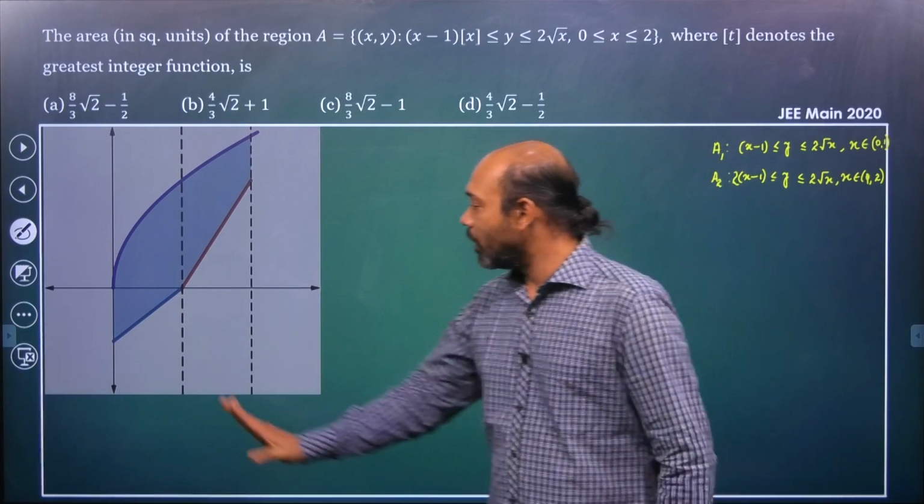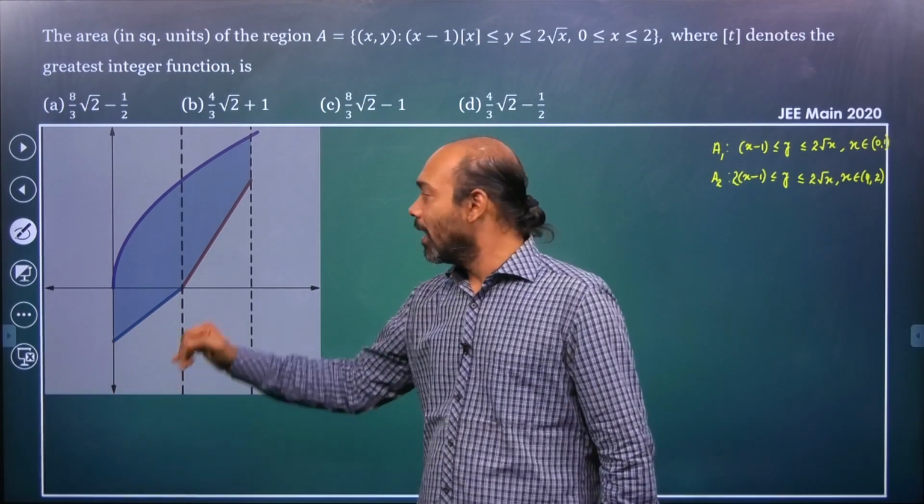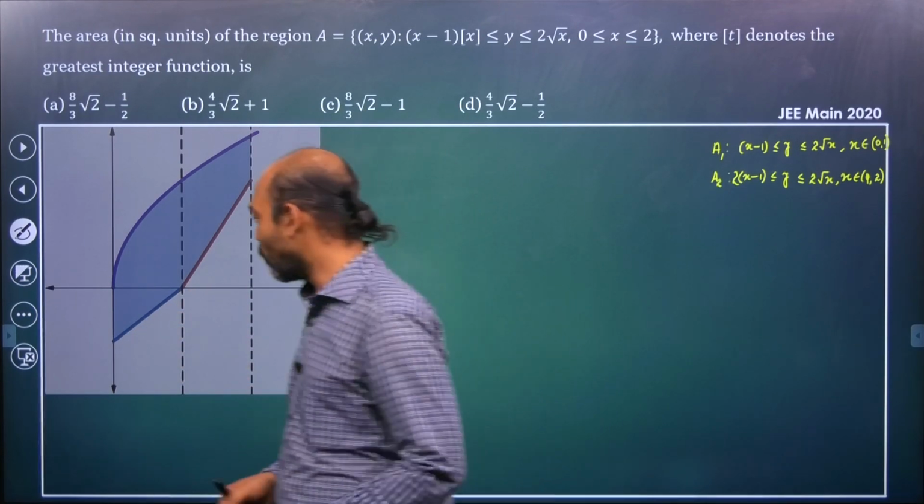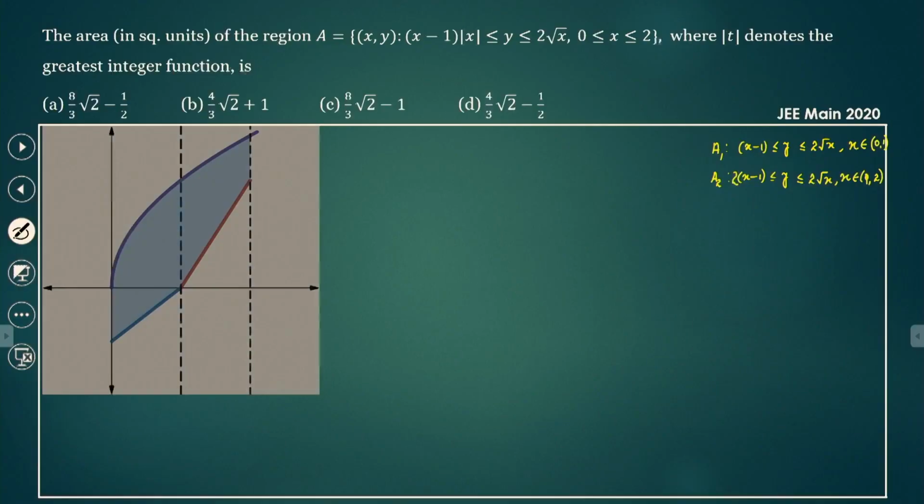Between x equal to 0 and x equal to 1, the region A1 is bounded by the curve y is equal to x minus 1. This is x equal to 0 and x equal to 1. This is x equal to 2. This curve is y equal to 2 times (x minus 1), and the uppermost curve is always y equal to 2 root x. That's actually the problem. Now we need to find this area.